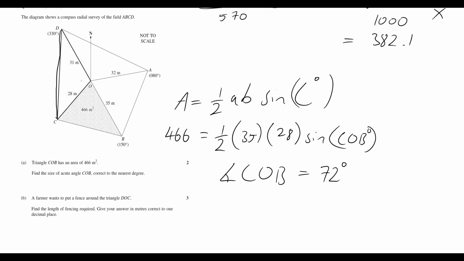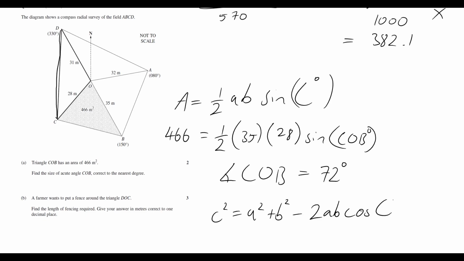So DC, what we can do is we can probably try and use the cosine rule here. So the cosine rule, let's have a quick reminder, is given as c squared equals a squared plus b squared minus 2ab cos C.